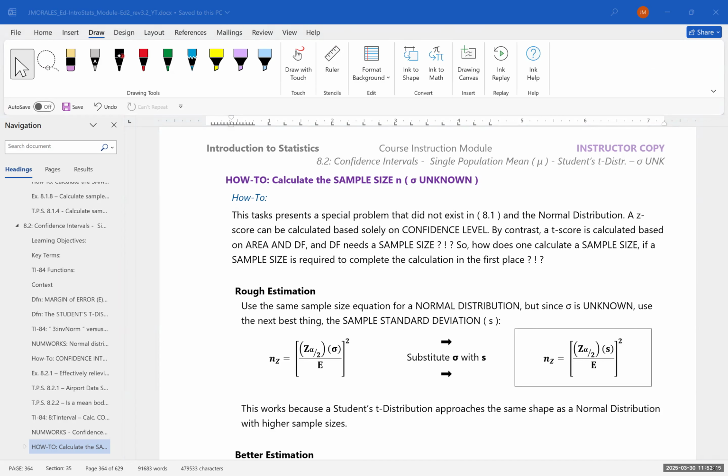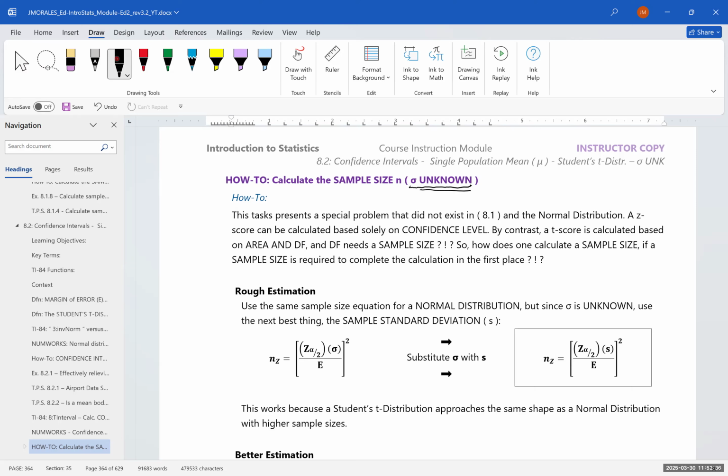Okay. Now, just like the previous section, where we calculated sample size when the population standard deviation was known, now we're going to do it when it's unknown. And this kind of presents a chicken and the egg problem.